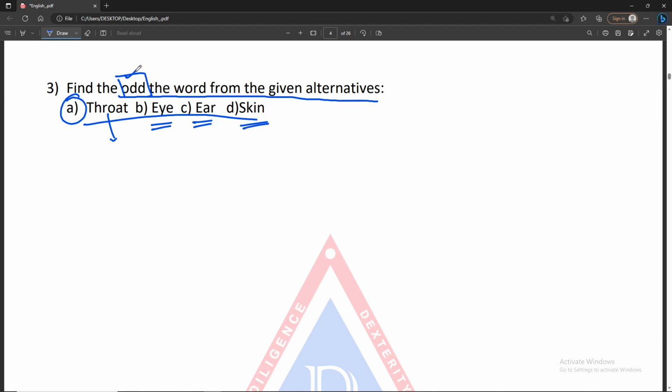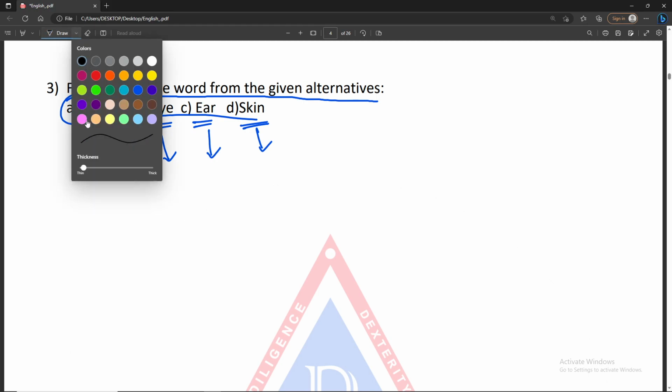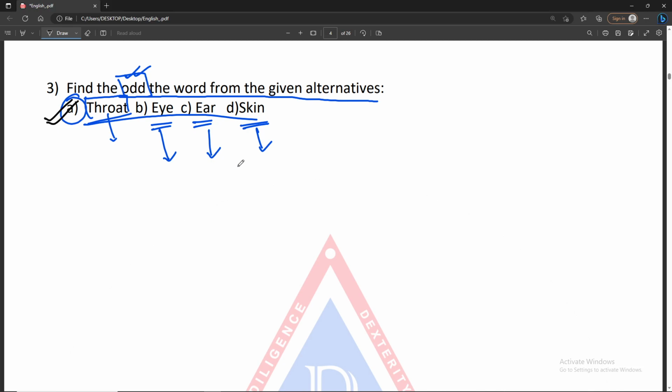We have to find the odd one. You can see we can touch our eye, we can touch our ears, we can touch our skin, but we cannot touch our throat. Can we touch our throat? No, we cannot. So the answer for this is option A, that is throat.